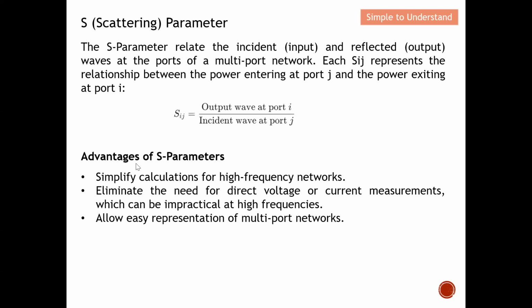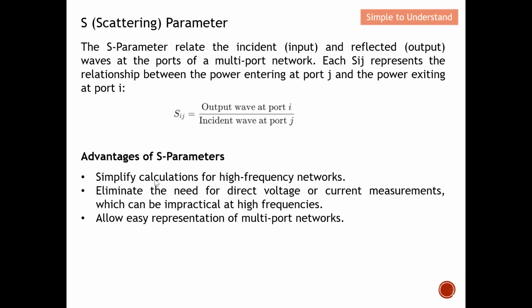Coming to the advantages of S parameters, let's do a very quick discussion. First, simplified calculation for high frequency networks. The biggest advantage of S parameters is that they make calculation easiest, especially for high frequency. For low frequency, I think you don't need S parameters, but for high frequency, you definitely prefer to use S parameters to do calculations.